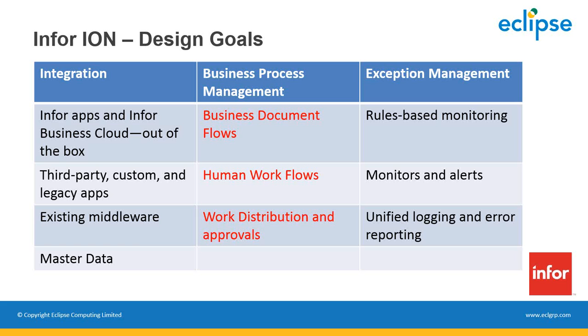With regards to business process management, we need to be able to easily manage business document flows, human workflows, emails, capturing conversations between different people within the organization. We need to have a mechanism for managing distribution of work and approvals. And then exception management, which is where the monitors and the alerts come in. So we can be alerted if something happens in one of the applications that are connected to ION. Likewise, we can be alerted if something should have happened but didn't. So it's all about being proactive, getting the most out of these different applications.